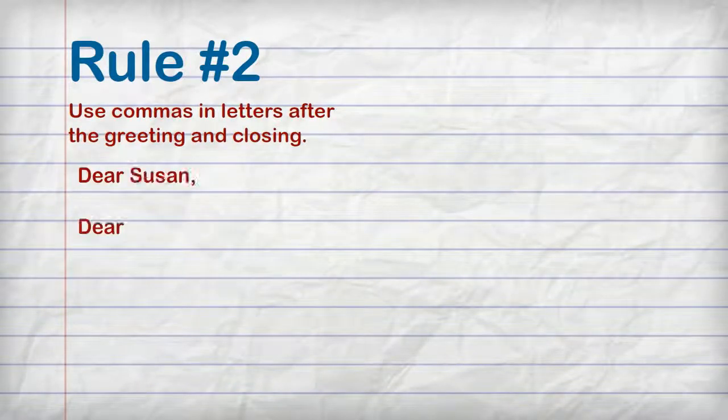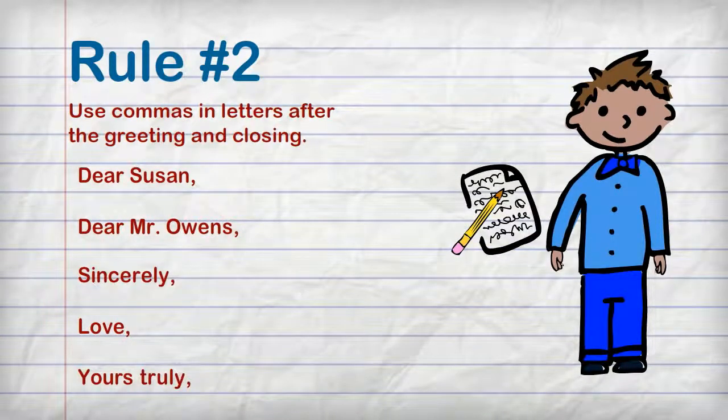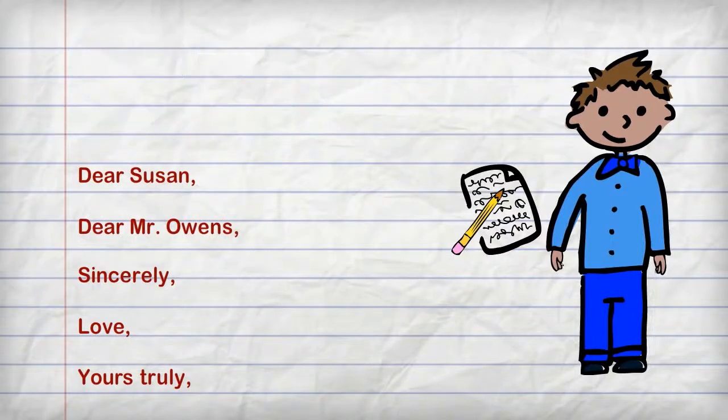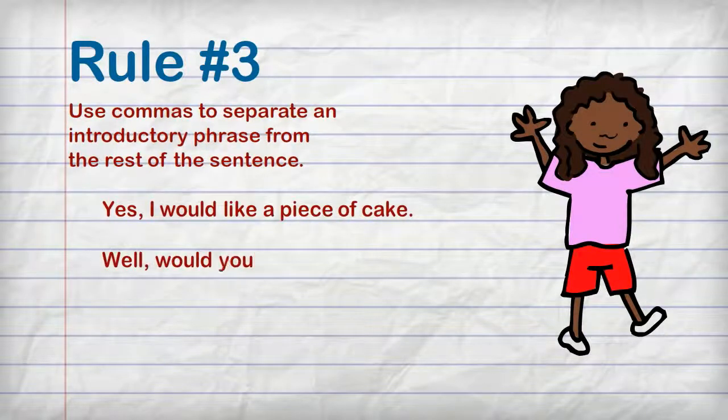Rule number 2. Use commas in letters after the greeting and the closing. Rule number 3. Use commas to separate an introductory phrase from the rest of the sentence. These are words like yes and no.